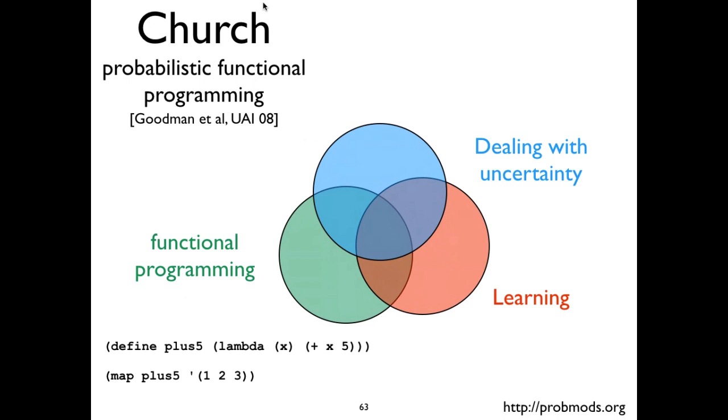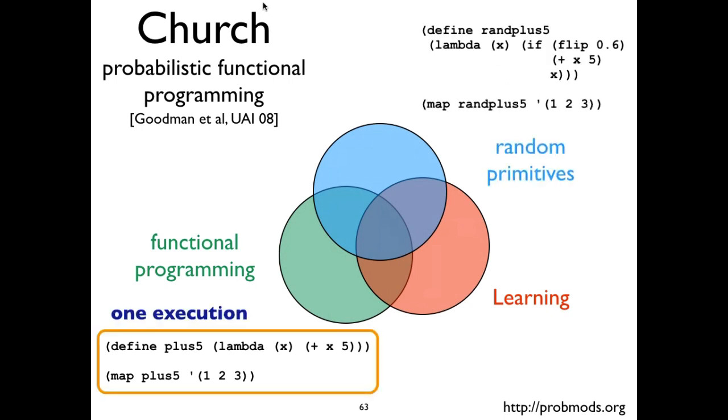In functional programming, you can define things like this, plus 5. I've got a function of an argument, and I will basically return that argument plus 5. And then I can apply that function to this list. And what I would get back is 5 plus 1, which is 6, 7, and 8 then as an argument. Now, the idea here is that rather than looking at possible worlds, you look at possible executions.